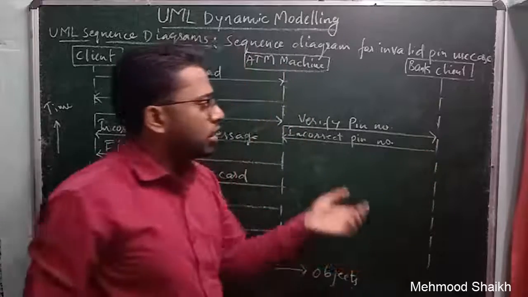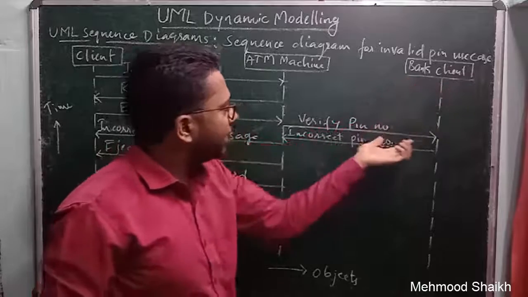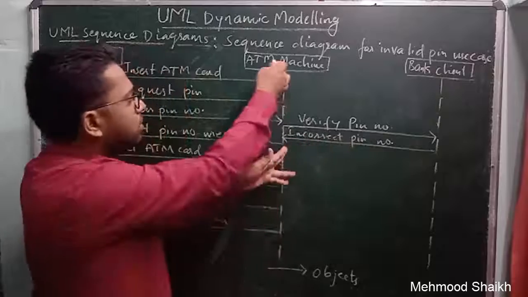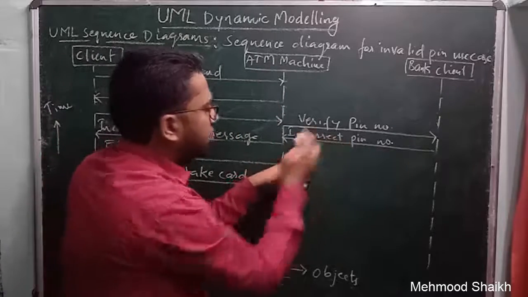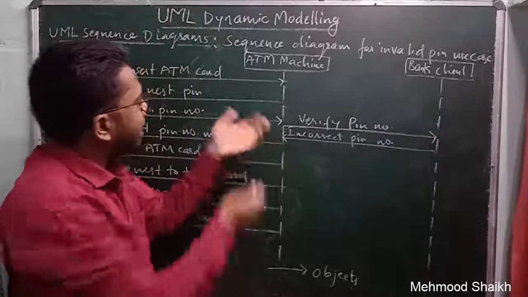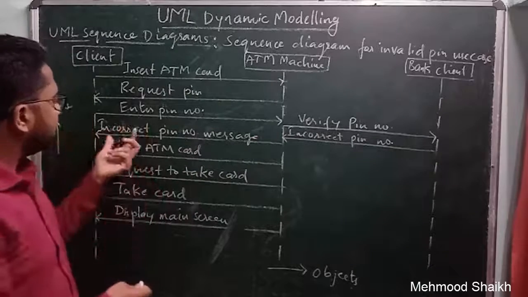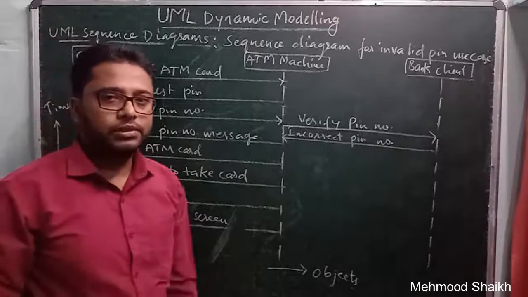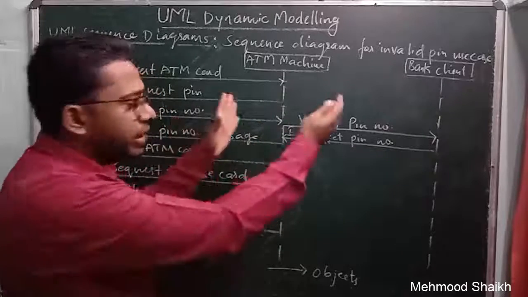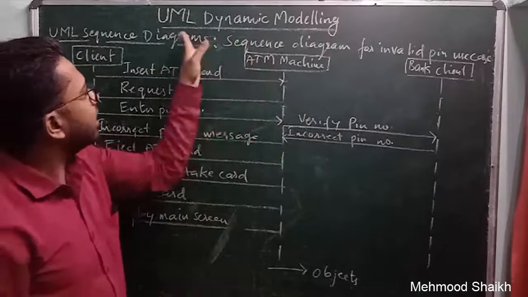If the user has entered a wrong password, then after verifying that pin, the bank server will return a message to the ATM machine saying incorrect pin number. The incorrect pin number message will then be sent from the ATM machine to the client, where the client will see that message. With this sequence diagram we are analyzing the flow of messages between the various objects. That's what we discussed when we were discussing sequence diagrams.